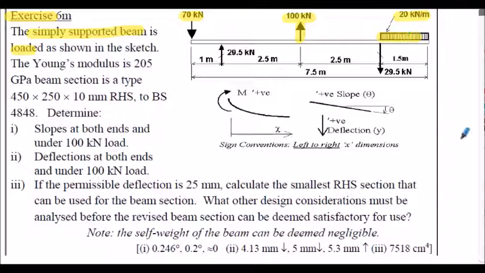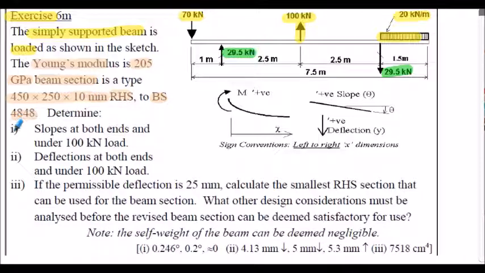And we're given the reactions in this particular case. The left-hand reaction is 29.5 kilonewtons going upwards, and we're informed that the right-hand reaction here is 29.5 kilonewtons, but it's going downwards in this case. We need to account for that direction in our bending moment calculations. We're given the Young's modulus is 205 gigapascals, and the beam section is a rectangular hollow section of 450 by 250 by 10 millimeters thick RHS, to the appropriate British standard.